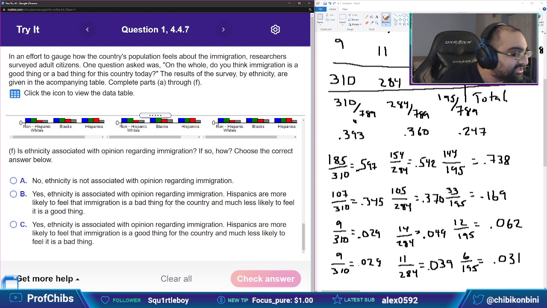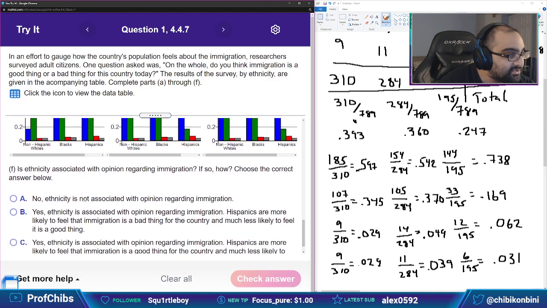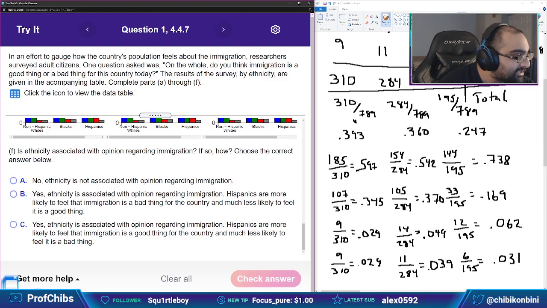Is ethnicity associated with opinion regarding immigration? If so, how? Choose the correct answer below. Let's see what we have here. No, ethnicity is not associated. Yes, ethnicity is associated. Hispanics are more likely to feel that immigration is a bad thing for the country, and much less likely to feel that it's a good thing. I do not believe that to be true based on that result.